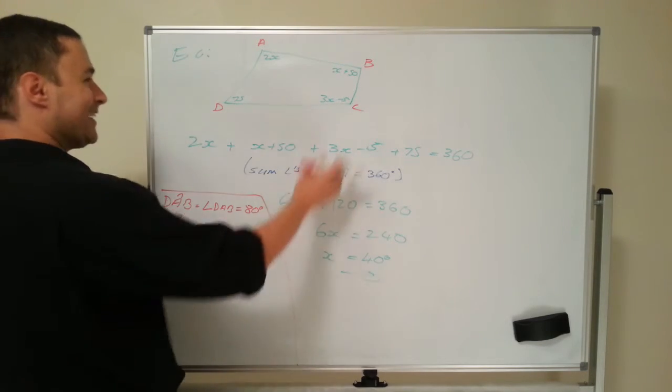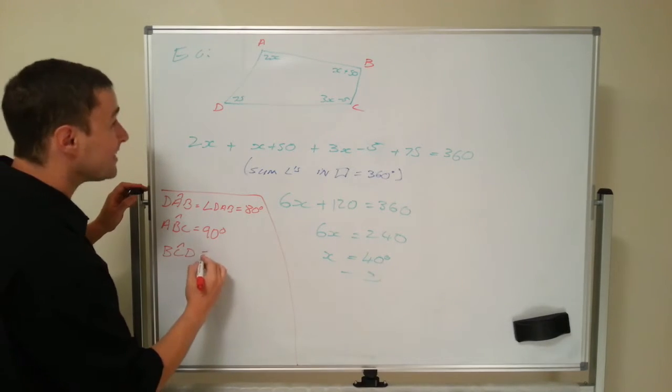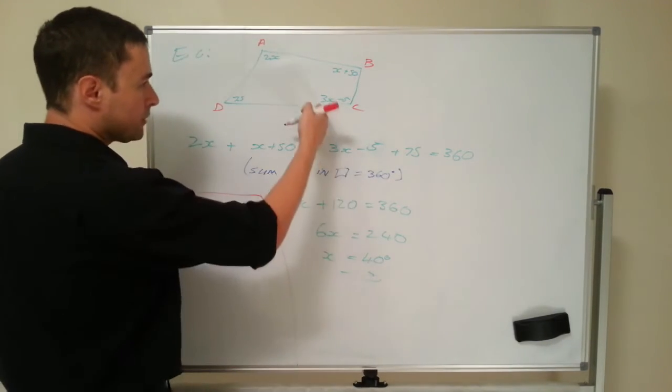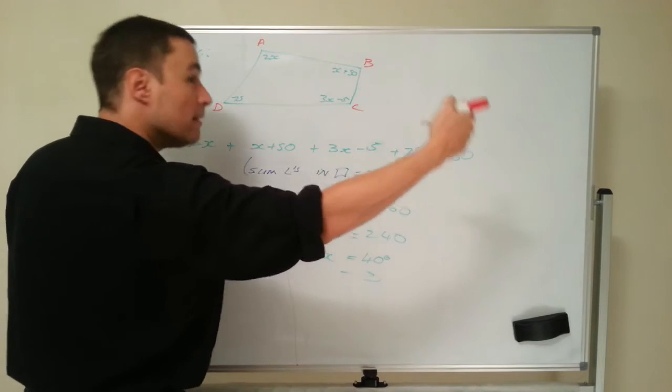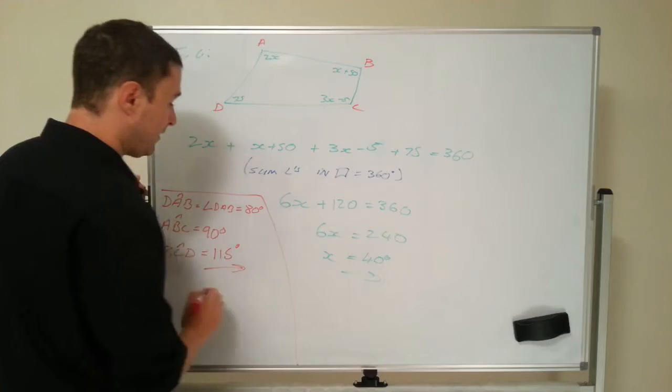Okie dokie. Anyway, I got sidetracked. Let's do C. BCD. So BCD, all right, is 3x minus 5. So 3 times 40 is 120. Minus 5 is 115. 115 degrees. All right, and that's it.